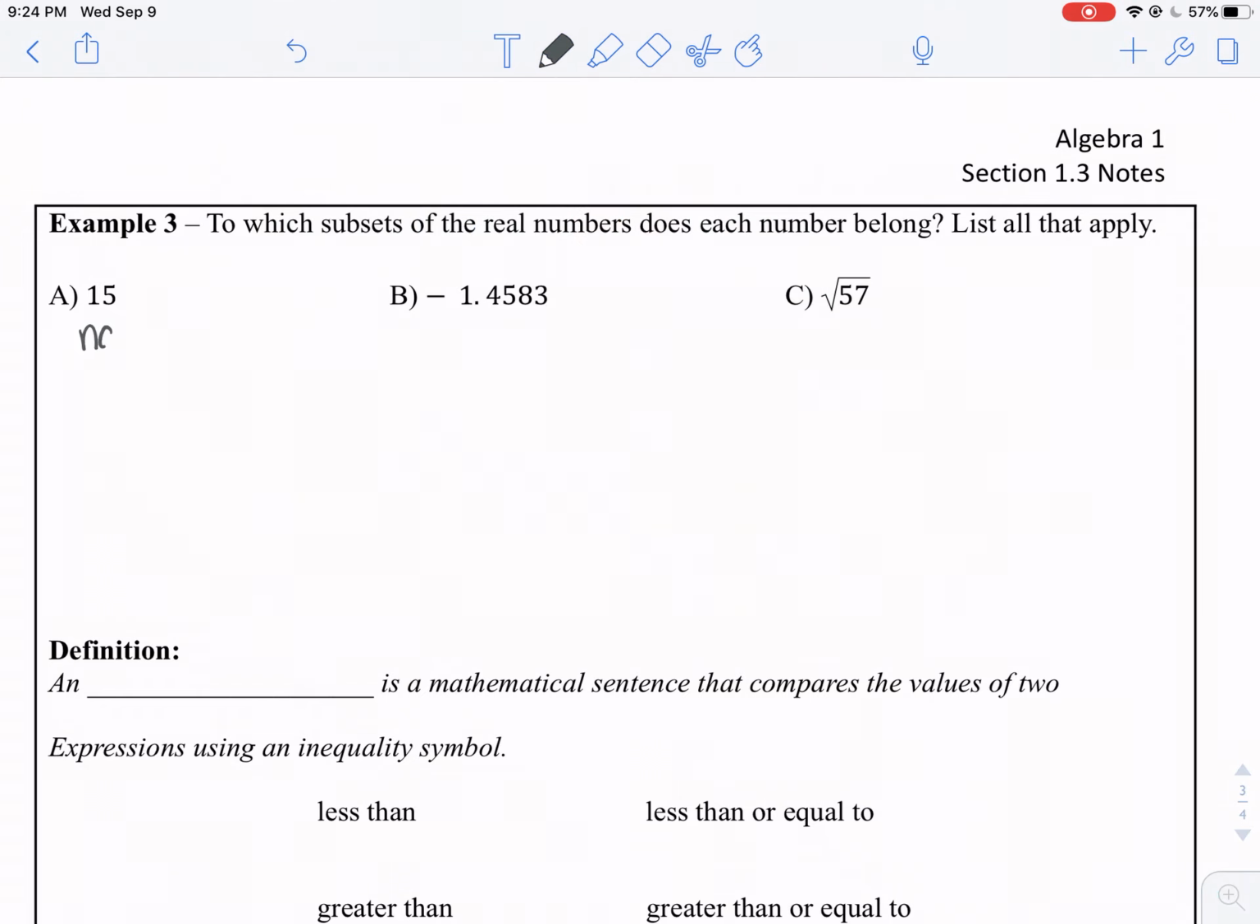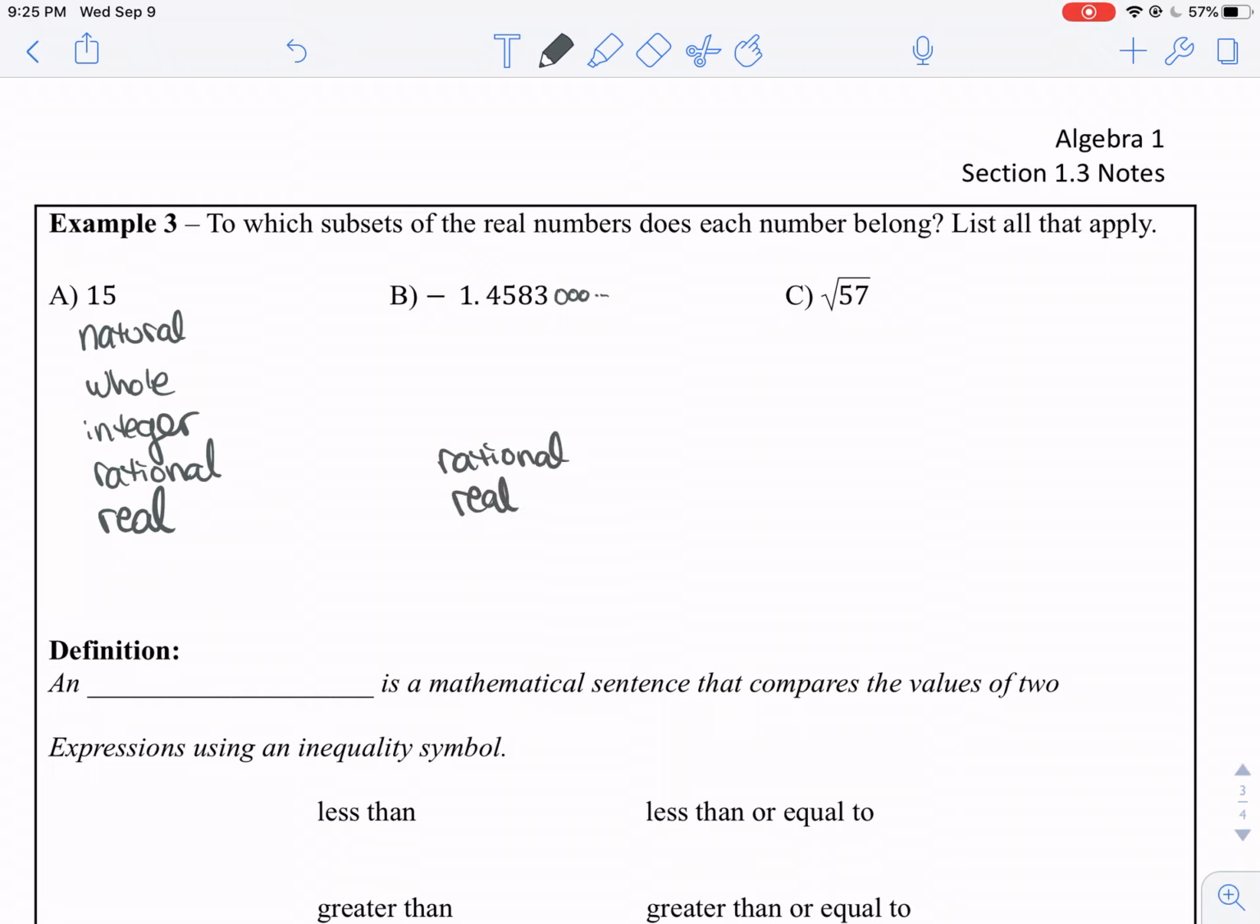Okay, 15 is a natural number, and therefore it is whole. It's also an integer, and it's a rational number. If you want to be super pedantic, you can say, and it's also real. So there you go. Negative 1.4583 has a terminating decimal. That means it ends, where there's like the 0, 0, 0 on and on and on, that means it's rational. And because it's rational, it's real. But it's not a natural number because it's negative. It's not a whole number because it's negative. It's not an integer because it has stuff after the decimal point, but it's rational and it's real.